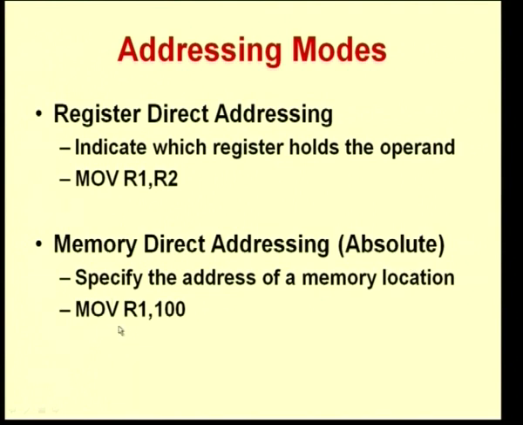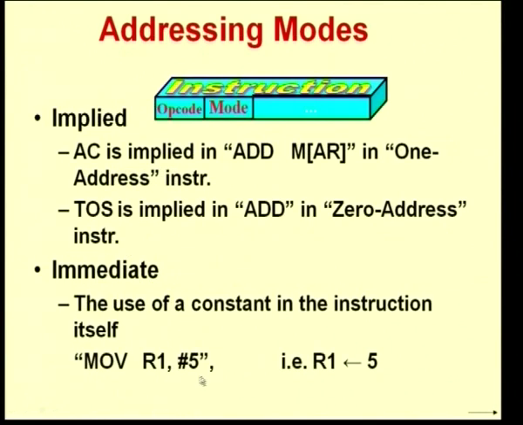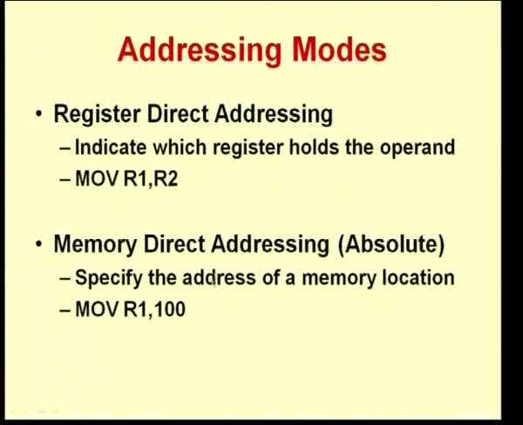If you have something like move R1 comma 100, this 100 here, remember, is not a value, but the address of a memory location. Compare this with the immediate addressing we had earlier: move R1 comma hash 5, where the hash indicates an immediate value. Here, in memory direct addressing, move R1 comma 100, there is no sign before it, which normally indicates a direct address. This means you go directly to location 100, get the data from there and put it into the register R1. This is what happens in direct addressing mode.